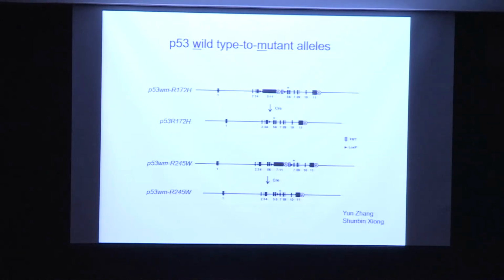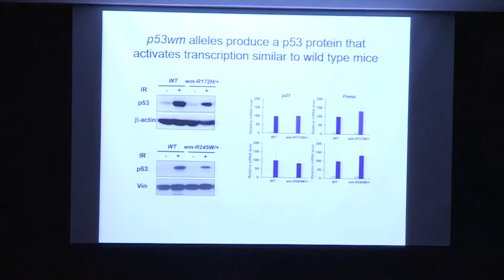So let's back up for just a second. What we're doing is characterizing this allele to see how wild type it is. Okay, so in this experiment we're irradiating cells. We know if we irradiate cells, p53 levels become stable, and p53 will activate transcription.